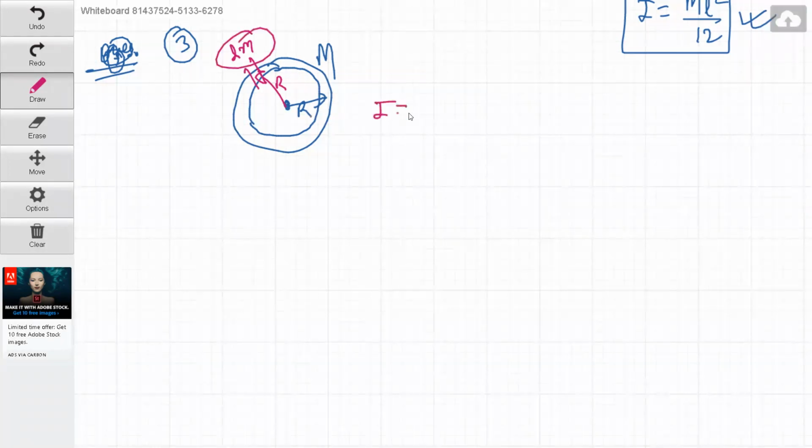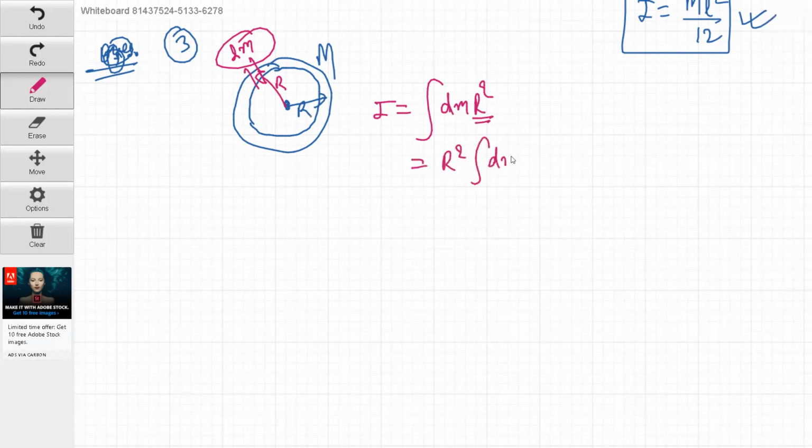So its moment of inertia is the integral of dm R square. Since R square is constant, it is out of the integration. So it is the integral of dm, and the integral of dm is the mass itself. So this is equal to MR square. So the moment of inertia of the ring about the central axis is equal to MR square. Copy it.